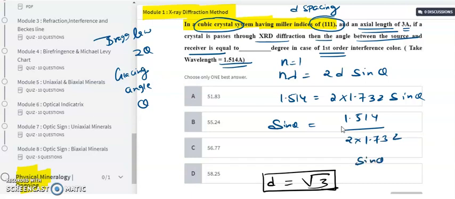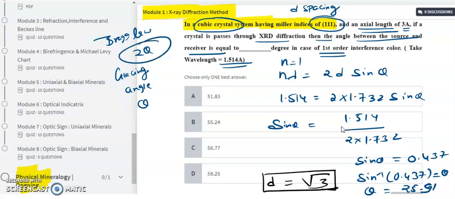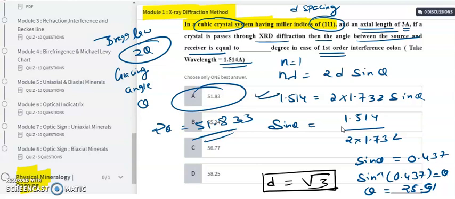If you solve this, it will come out to be 0.437, and we will take the sine inverse of 0.437, which will give us theta. The value of theta we got is 25.91. We have to calculate the angle between the source and receiver, that is 2 theta. If we multiply this value by 2, we get 2 theta as 51.833. So the first option is the correct option for this question.